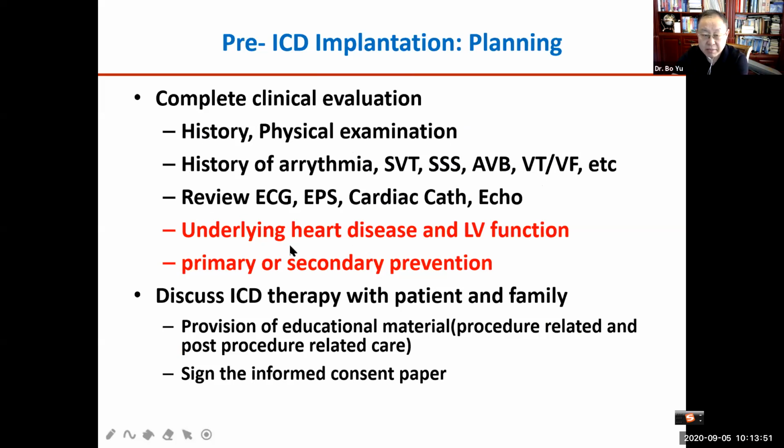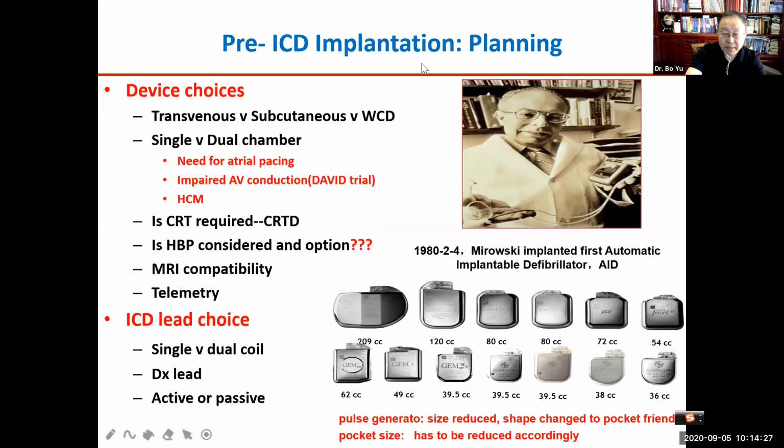So for the ICD patient, the important things you must know are the underlying heart disease and left ventricular function, because with different heart disease, the ICD choice may be different. And you may also consider whether the patient is for primary or secondary prevention. Another thing you need to do before ICD implantation is to discuss with the patient and the family. In China, most of the time we need to talk with the family and sign the informed consent paper. That's very important. For pre-ICD implantation, you have to talk with the patients about the device choice and the lead choice.